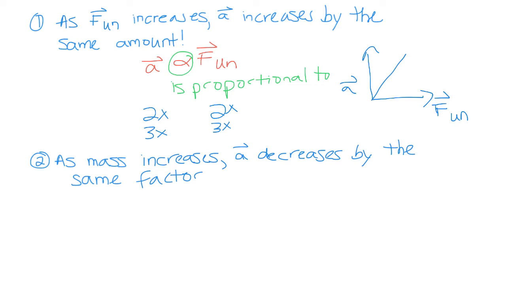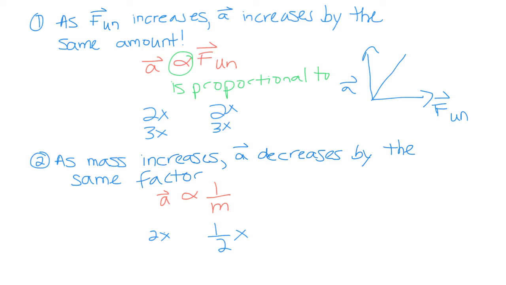Mass is different though. As my mass increases, the acceleration actually decreases by the same factor. So if my mass doubles, my acceleration is a half. If my mass triples, my acceleration is a third. We say this is an inverse proportionality. So I still use its proportional sign, but I say it's proportional to 1 over the mass because if I doubled this, I would get 1 over.